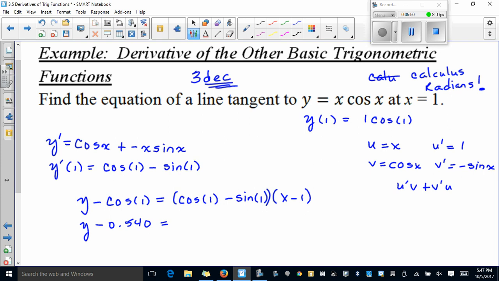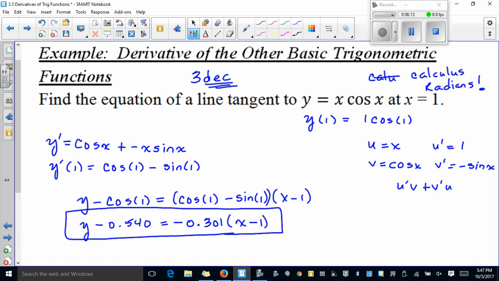So cosine of 1 minus sine of 1, I get a negative value of negative 0.301. Next value is 1, so it would stay at 1, times x minus 1. And there's our values. Now, you may not like working with that, but it's one of those that you need to make sure that you're not doing any kind of rounding boo-boos in the mix there.